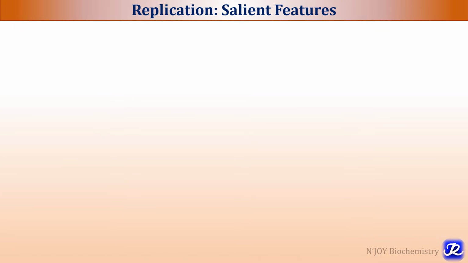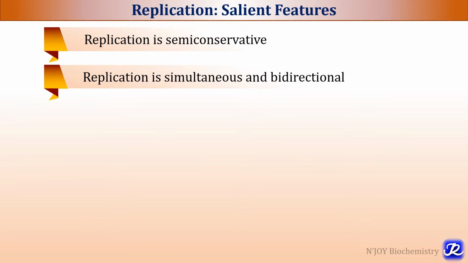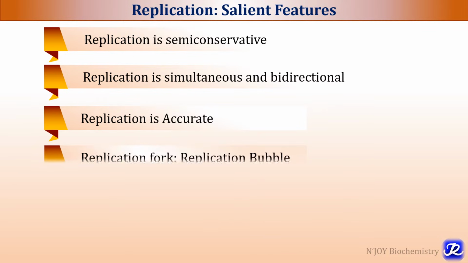So far we have studied various salient features of replication. Replication is semi-conservative, it is simultaneous, and it is bidirectional. Replication is accurate because of the proofreading mechanism due to the 3' to 5' exonuclease activity of DNA polymerase 3 and 1.